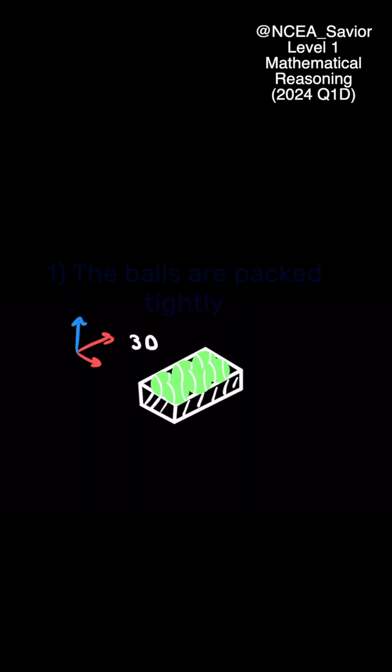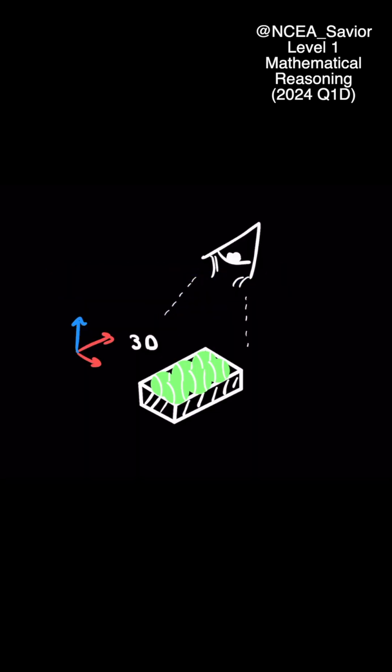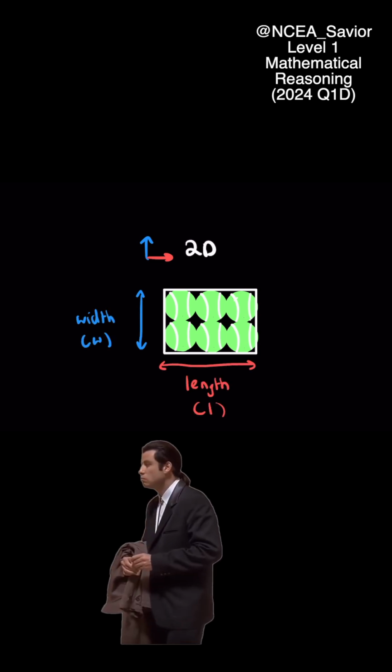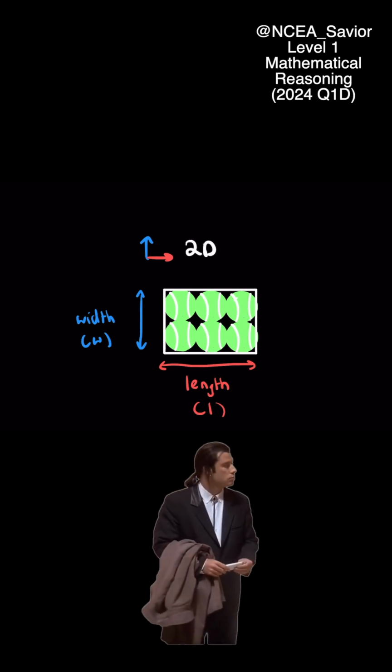Let's take a look at this rectangular box. If we view it from above, we'll see 6 tennis balls arranged snugly inside, forming a rectangle. That's straightforward, but how do we determine the width and length?